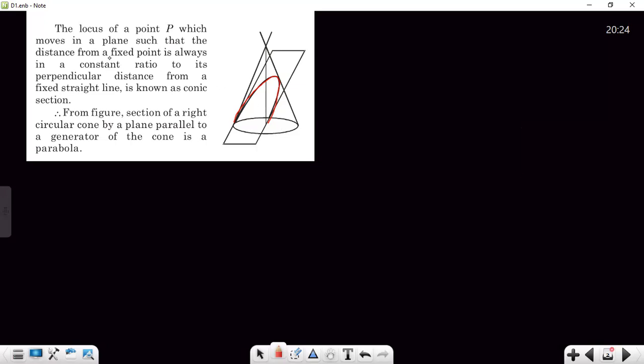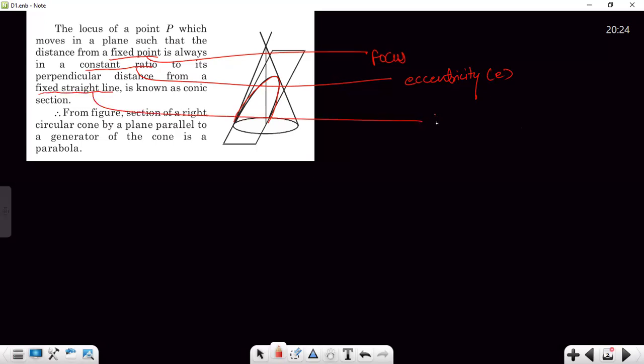Let me note this down. This fixed point is the focus. This constant ratio that we are talking about is the eccentricity. Highly favorite question of UPSC. To its perpendicular distance from a fixed straight line. The fixed straight line that we are referring to is the directrix. We'll talk about what these are.